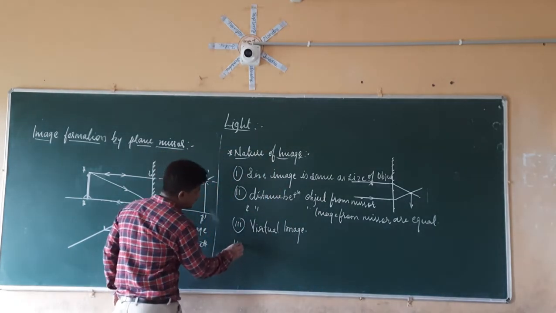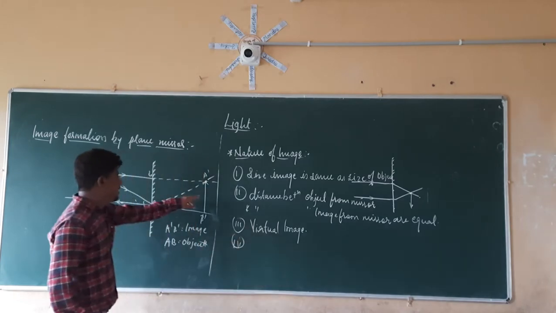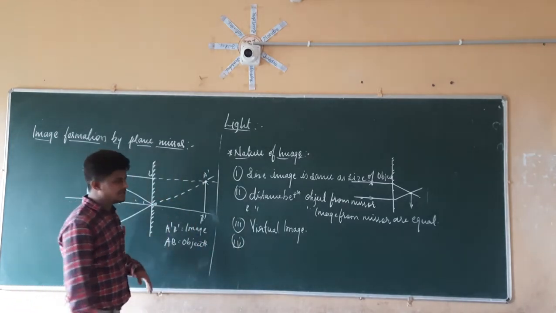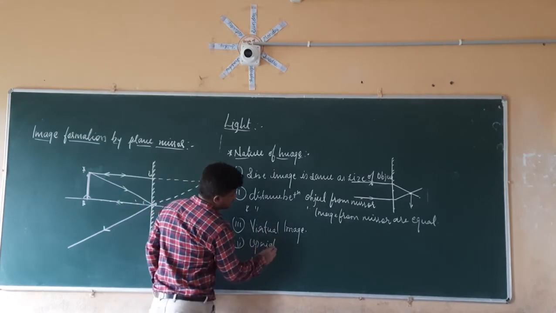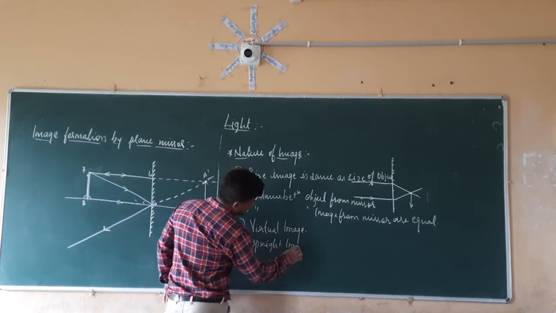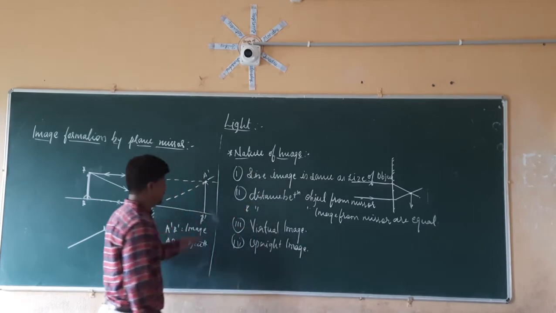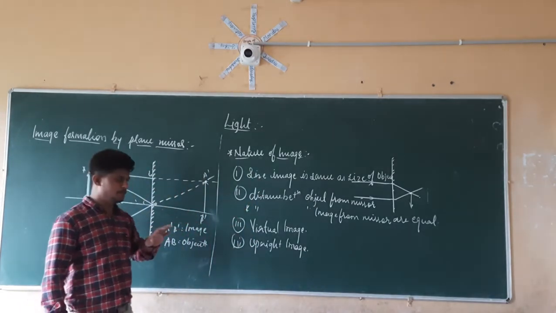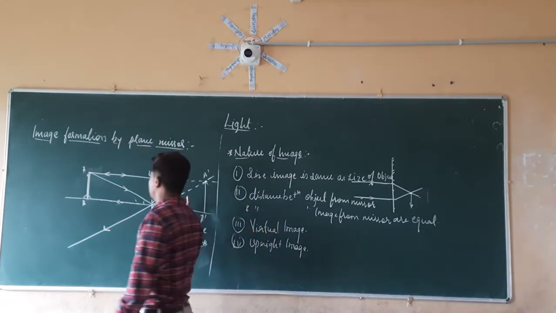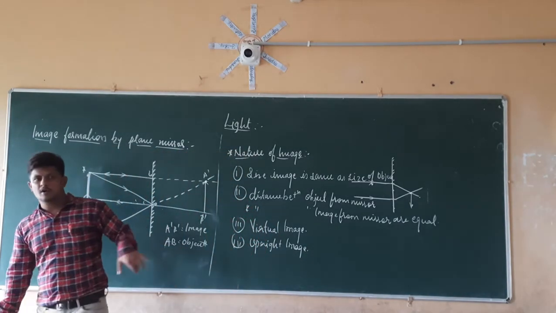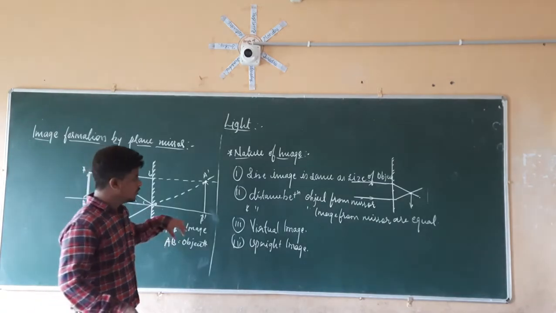And the fourth condition: the image and the object are both upright. So the image formed here is an upright image. Upright image means this image is straight only. It is straight, so that is an upright image. These are some of the natures of the image formed by the plane mirror. We already discussed this in the 7th class.